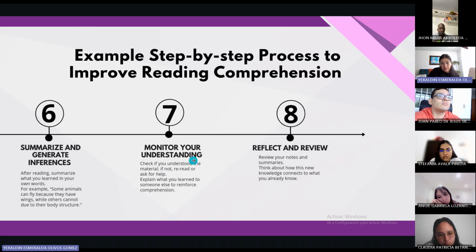Monitor your understanding. Check if you understood the material. If not, reread or ask for help. Explain what you learned to someone else to reinforce comprehension. And finally, reflect and review. Review your notes and summarize. Think about how this new knowledge connects to what you already know.